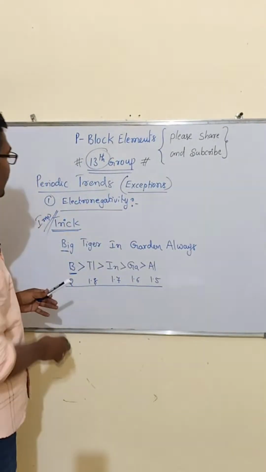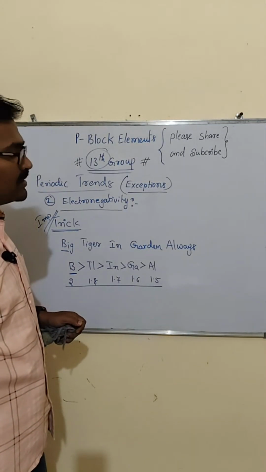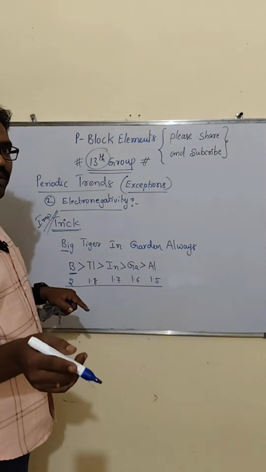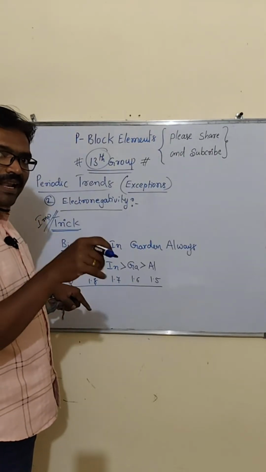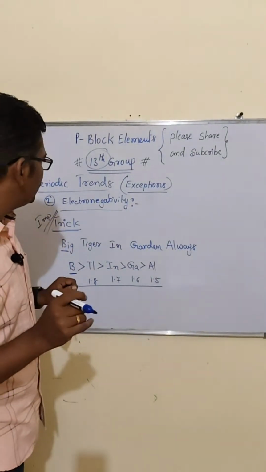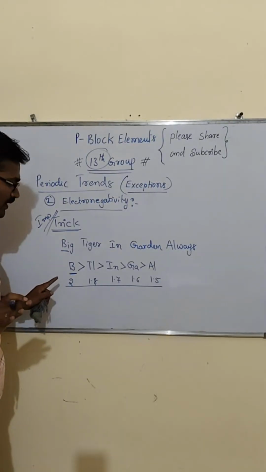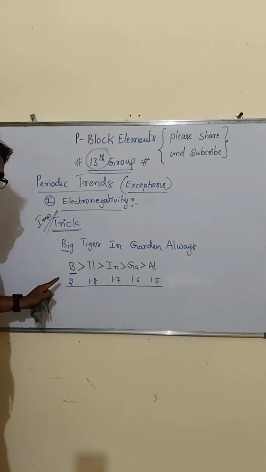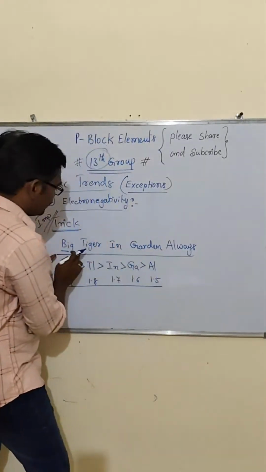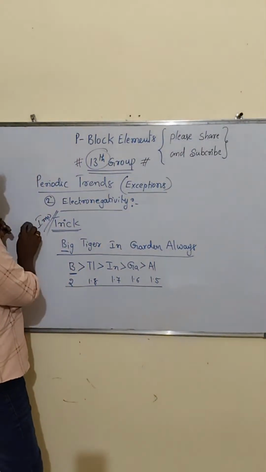So the second trend is electronegativity. The first trend is atomic radius, atomic size, which we have discussed here. Only gallium's atomic size is less than aluminium's. That is the only change in atomic radius. The next changes are in electronegativity. So what are the electronegativity changes? To remember the shortcut trick: Big Tiger in Garden Always. Clear?